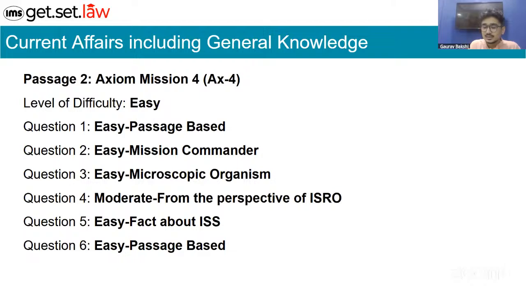That must have been a silly mistake. So for question 32, the answer is Peggy Whitson. She was the mission commander. Easy question, factual question. Third, which microscopic organism was sent in Axiom Mission 4? Tardigrades. So it is also a fairly easy question, mentioned everywhere whenever you read about Axiom Mission 4.